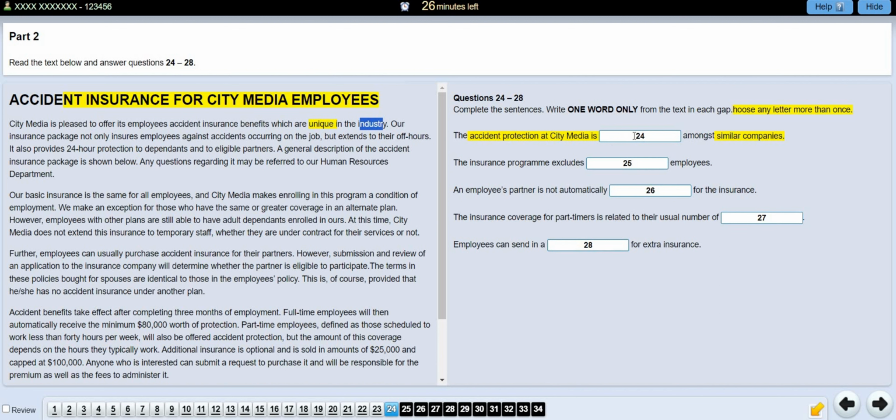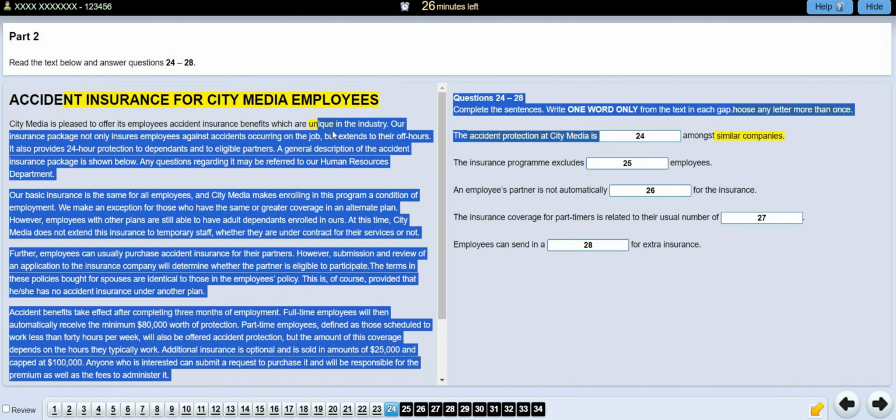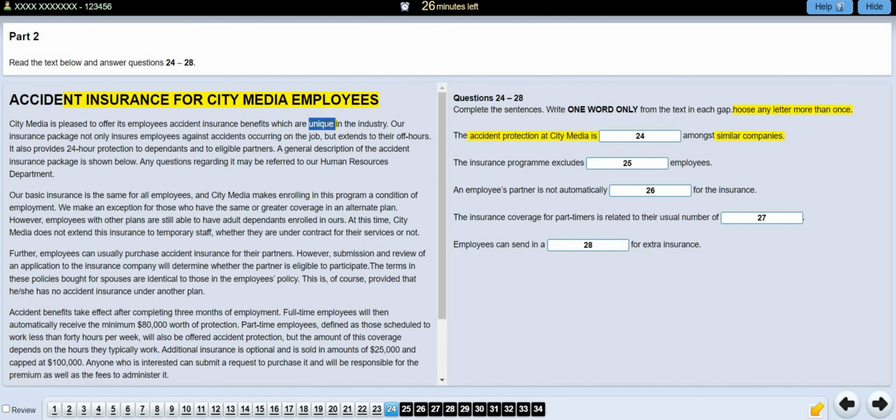Accident protection at city media is dash among similar companies. City media is pleased to offer its employees accident insurance benefits which are unique. Unique among similar companies, unique in the industry. Okay, that's fine. The insurance program excludes. What does it exclude for the employees? Something that it excludes for the employees.